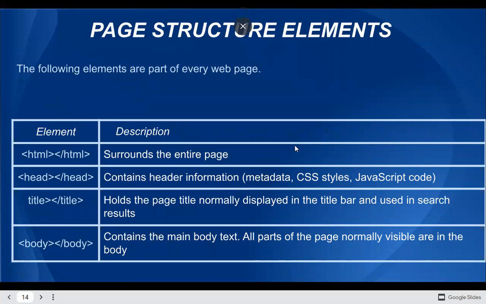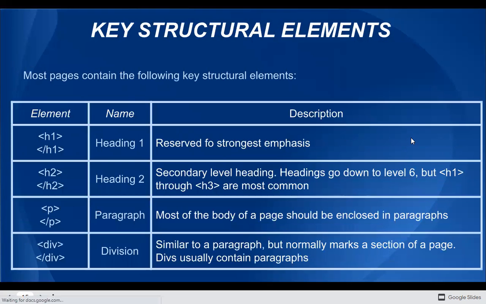Okay. Now, the following elements are part of every web page. HTML surrounds the entire web page. Head contains information about the metadata, like CSS styles, JavaScript code, and so on. What is the title? Title holds the page title, normally displayed in the title bar and used in search results. What is the body? It contains the main body text. All parts of the page normally visible are in the body.